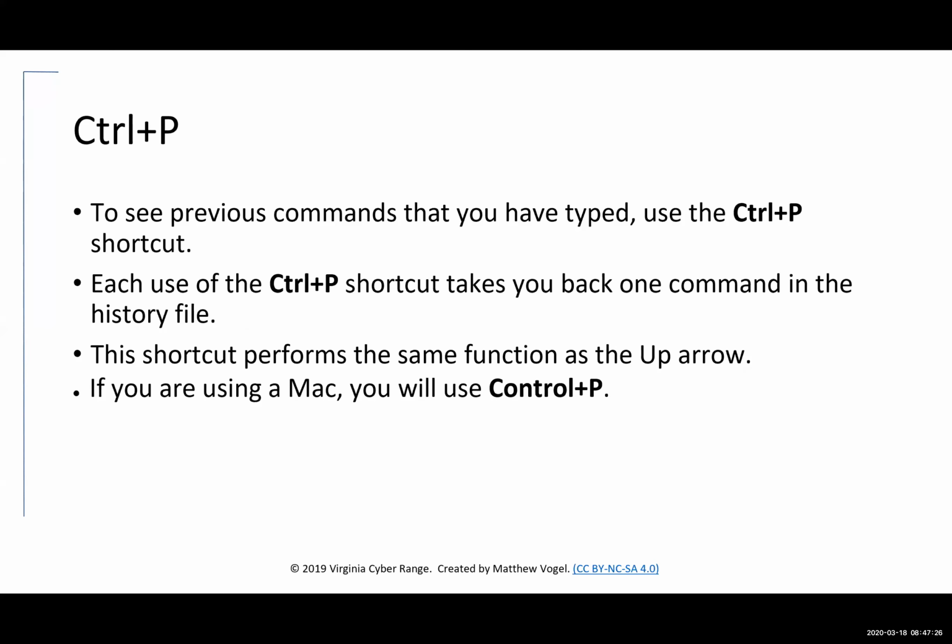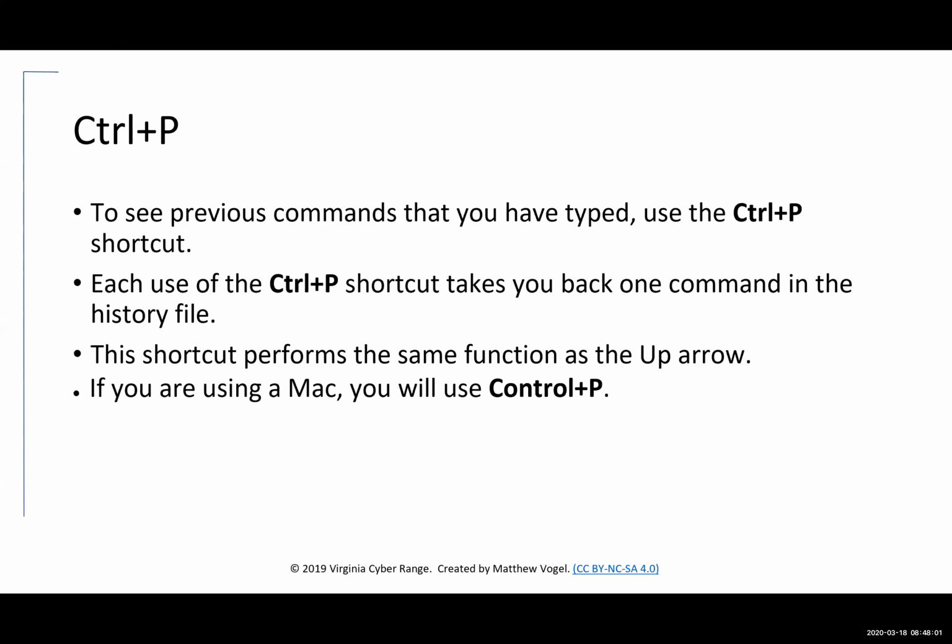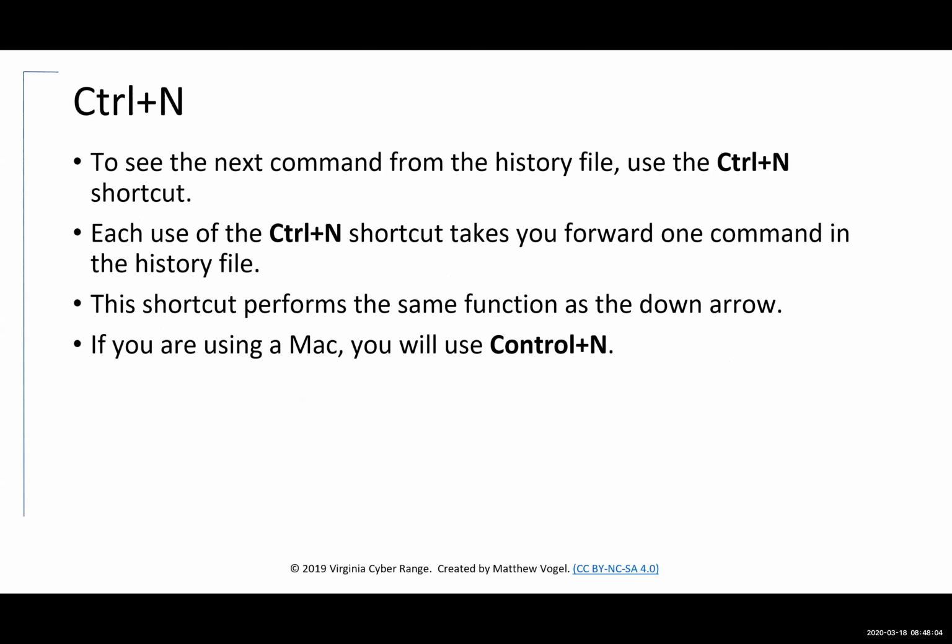Okay, if you recall, last time we talked about the history command and the ability to go back and forth in your command history. Here are some shortcut combinations that'll let you do that. Control P lets you go back in your history, and Control N lets you go forward in your history. You can think of this as Control P, previous, and Control N, next.